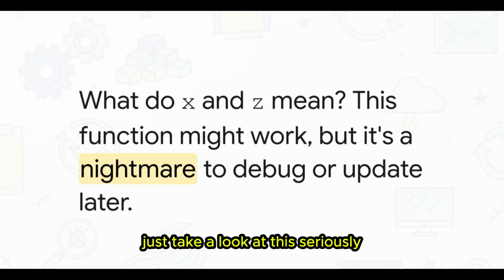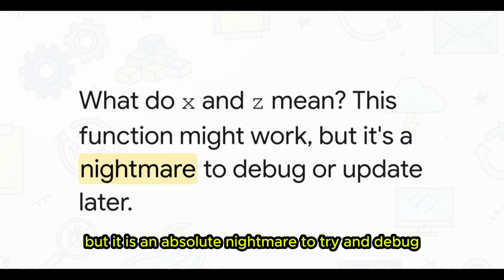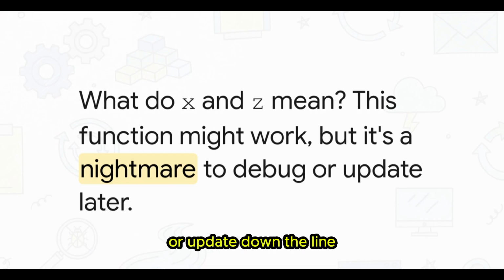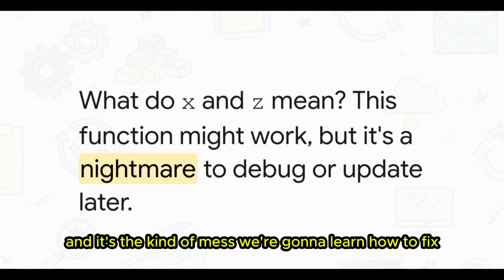Just take a look at this. Seriously, what is X? What is Z supposed to be? I mean, yeah, this function might technically run, but it is an absolute nightmare to try and debug or update down the line. This right here is the poster child for unclean code, and it's the kind of mess we're going to learn how to fix.